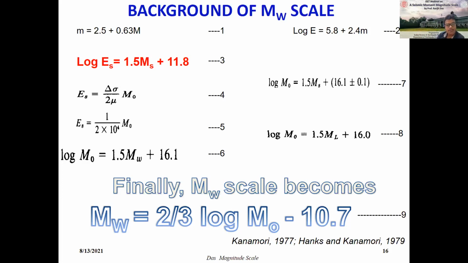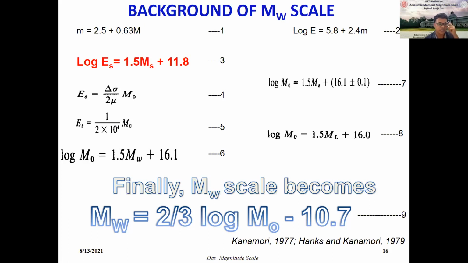So now what Hanks and Kanamori did, the entire mechanism is based on these equations. So log ES = 1.5 Ms + 11.8. Now for deriving the MW scale, he used ES = stress drop by shear modulus into M naught. And considering this stress drop by shear modulus, it is 1/2 into 10 to the power -4 into M naught. So this is a constant term.